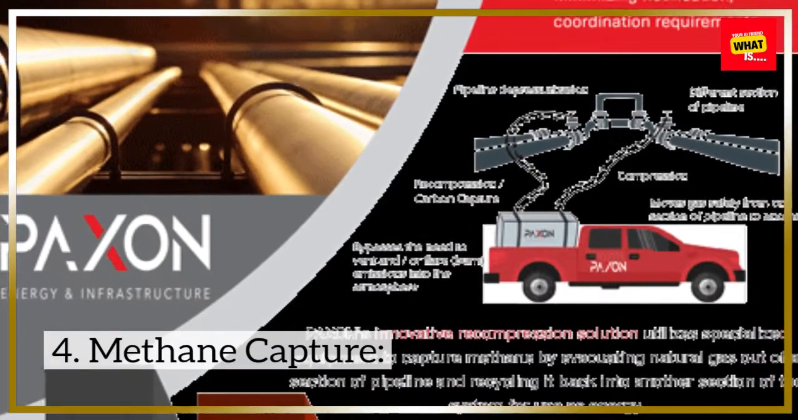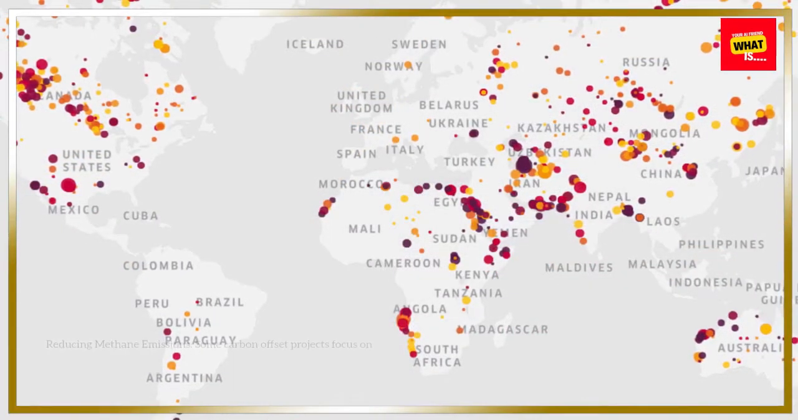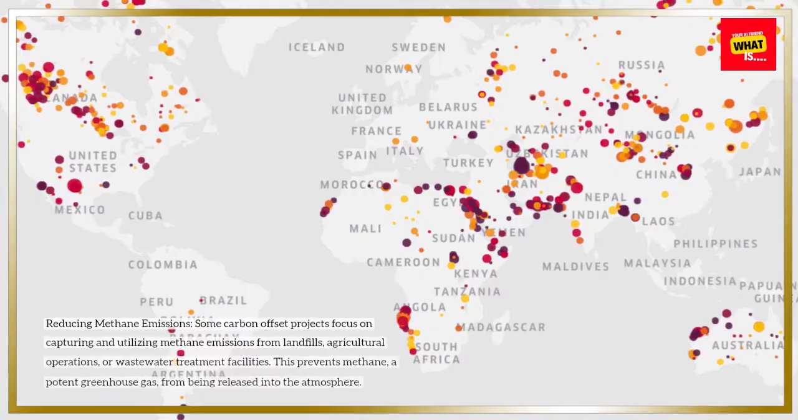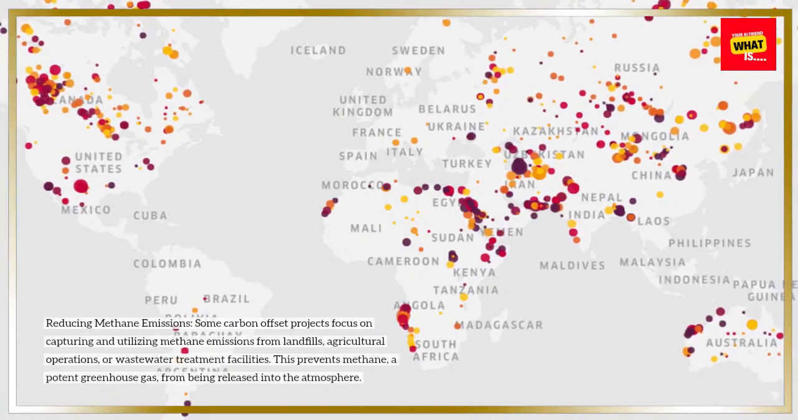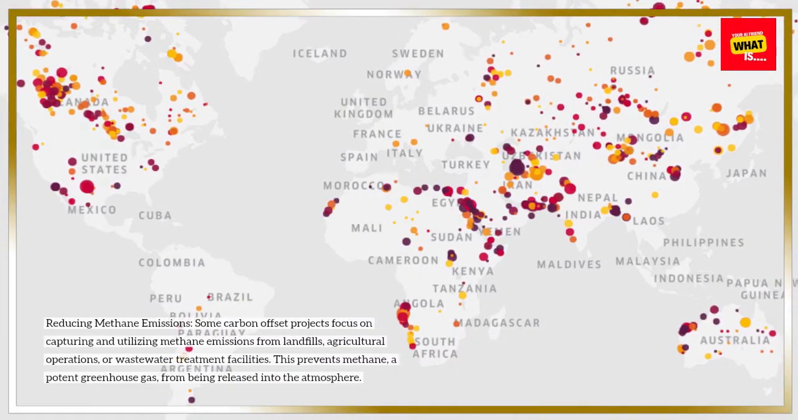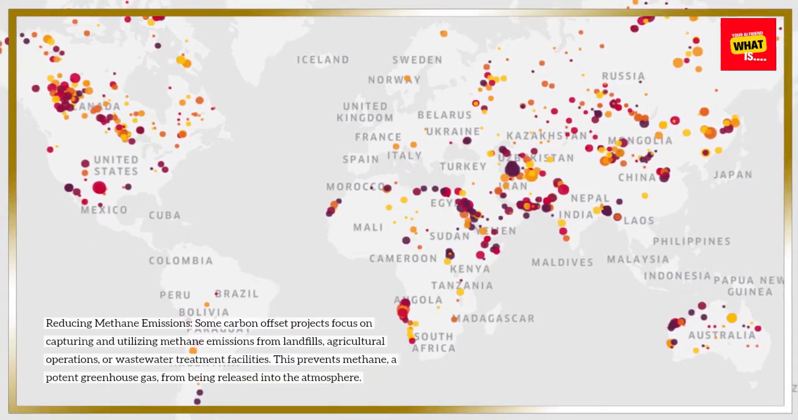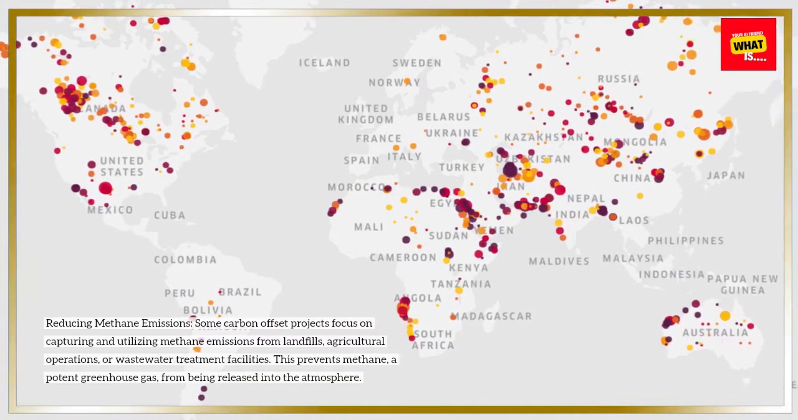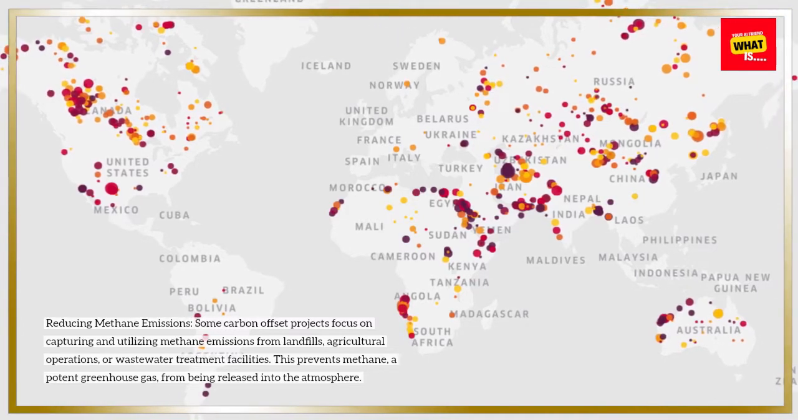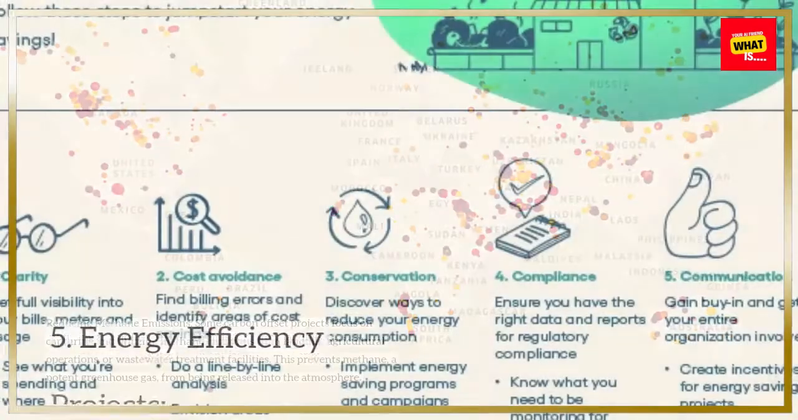4. Methane capture. Reducing methane emissions. Some carbon offset projects focus on capturing and utilizing methane emissions from landfills, agricultural operations, or wastewater treatment facilities. This prevents methane, a potent greenhouse gas, from being released into the atmosphere.